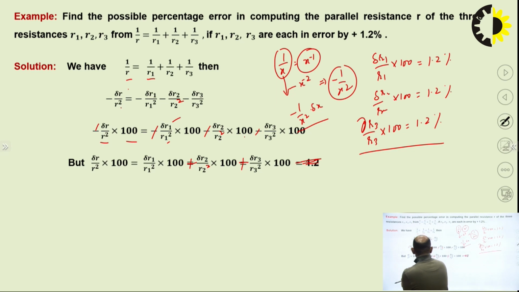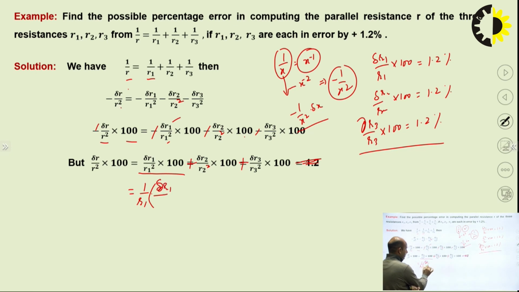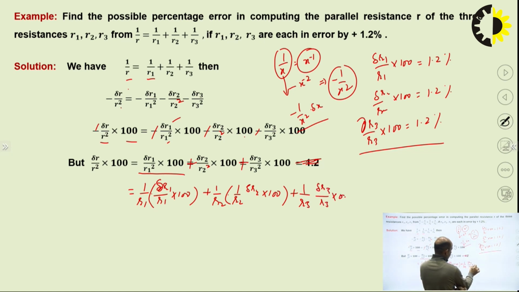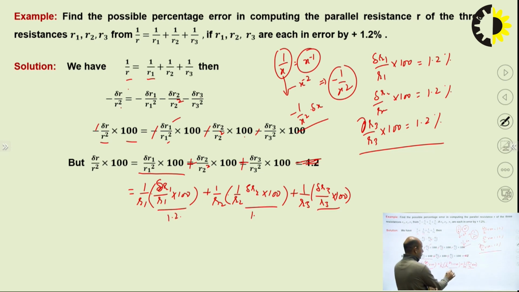Since delta R1 upon R1 into 100 is 1.2%, we can write this as 1 upon R1 into delta R1 upon R1 into 100, and similarly 1 upon R2 into delta R2 upon R2 into 100, and 1 upon R3 into delta R3 upon R3 into 100, and these values are 1.2. This is 1.2, this is also 1.2, this is also 1.2. So we can take this term as common.